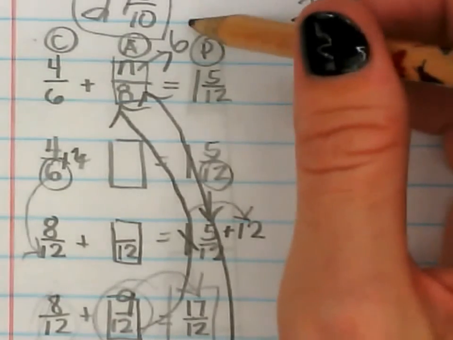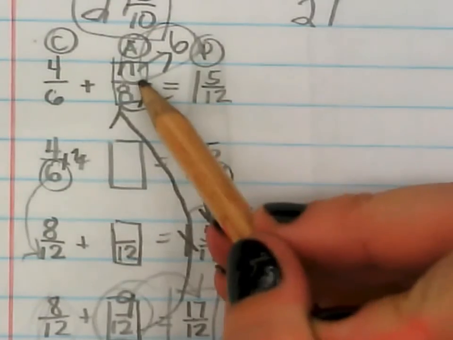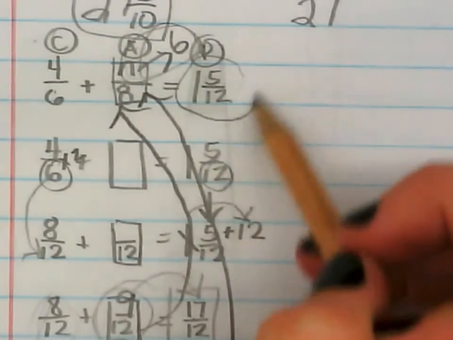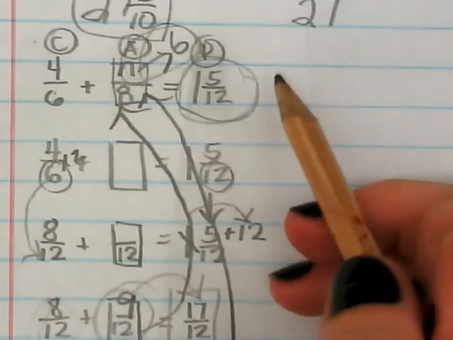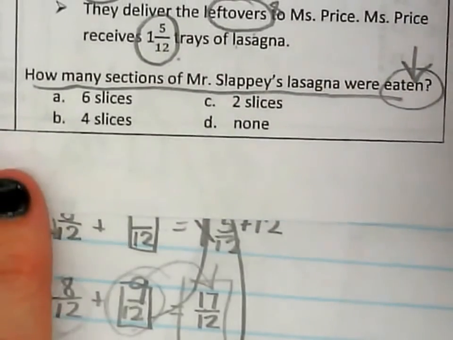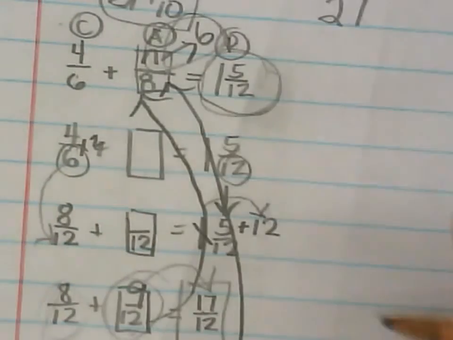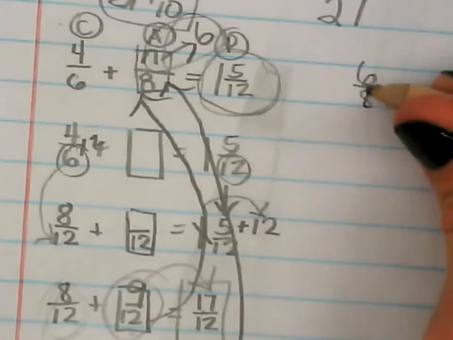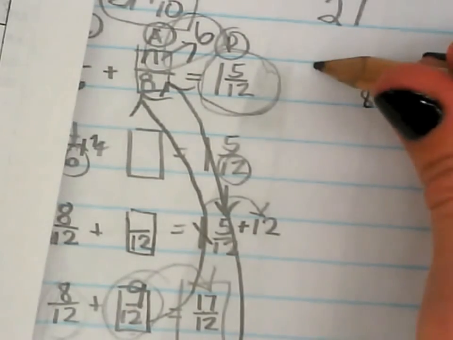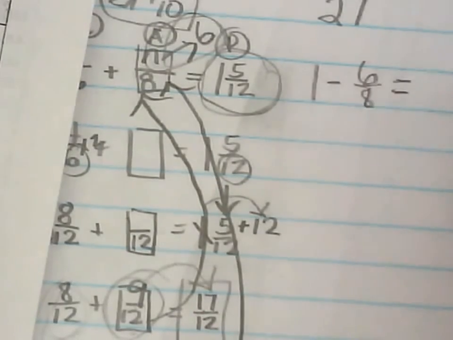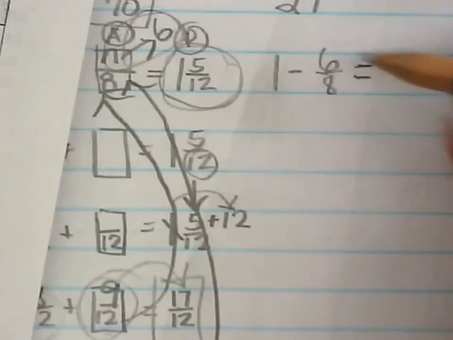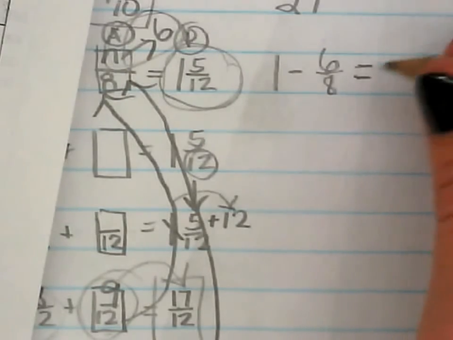However, that 6 is representative of what he has left over. Miss Slappy has this much left over, Mr. Slappy has that much left over, and in total they give this much to Miss Price. The question does not ask how much Mr. Slappy has left over. If I go back to the question, it says how much has he eaten. So I've determined that he has 6/8 that he had left over. So I need to figure out if he had one whole pizza and he ate 6/8, how much, or he had left over 6/8, how much did he actually eat?